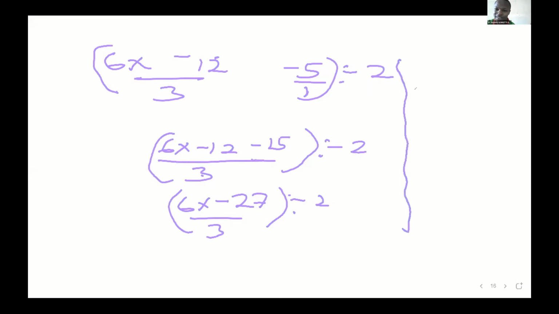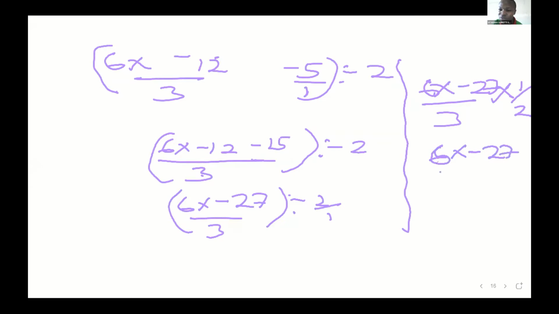So you divide this. Here you get 6x minus 27 divided by 3. Here you get the reciprocal. Therefore, when you're applying the reciprocal, these 2 we have out of 1. The reciprocal of 2 is a half. Therefore, when you multiply this times 1, you get 6x minus 27 out of our 6. So this will be the final answer for that function.